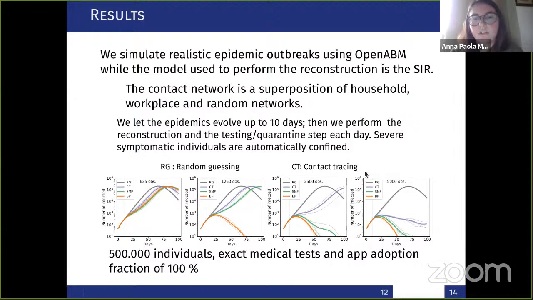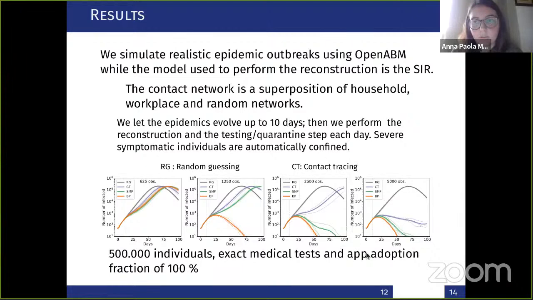As you can see, this is the number of infected individuals against the number of days, when you change the number of observations, meaning the medical tests. As you can see, the belief propagation strategy is the one that is most effective in controlling the epidemics, and it is able, using a minor number of medical tests, to stop the epidemics completely. But this is the ideal case in which the medical tests are exact and the app adoption fraction is 100%, meaning that we know exactly the temporal contact network, but this is not really realistic.